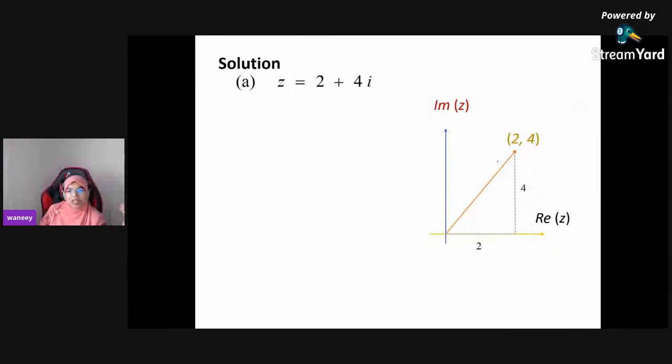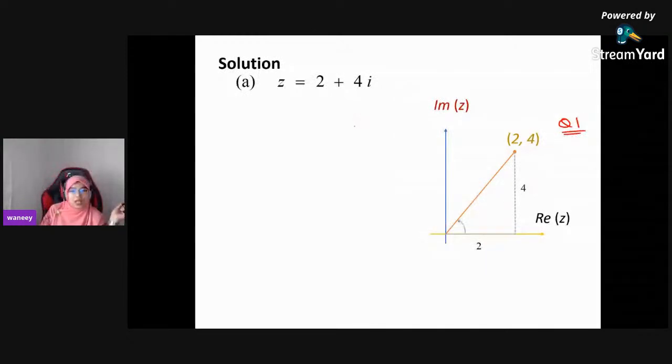Okay, so now if I ask you which quadrant we are in, so which quadrant is this? Positive real number, positive imaginary number. That simply means we are actually in the first quadrant.